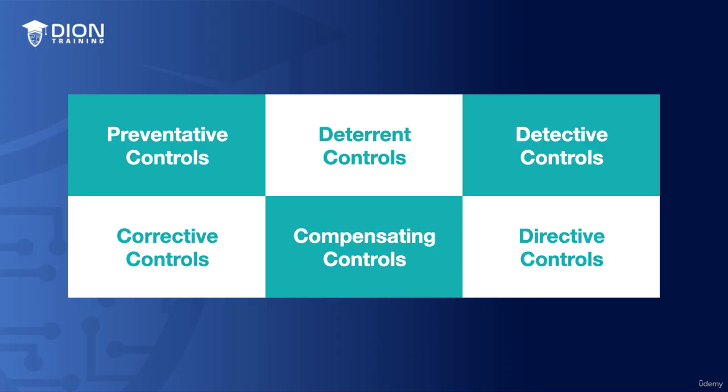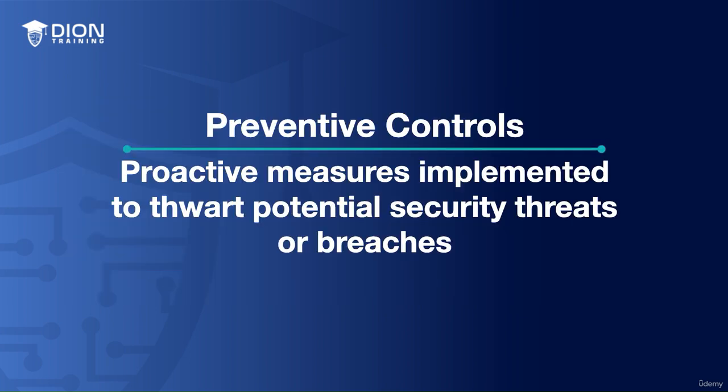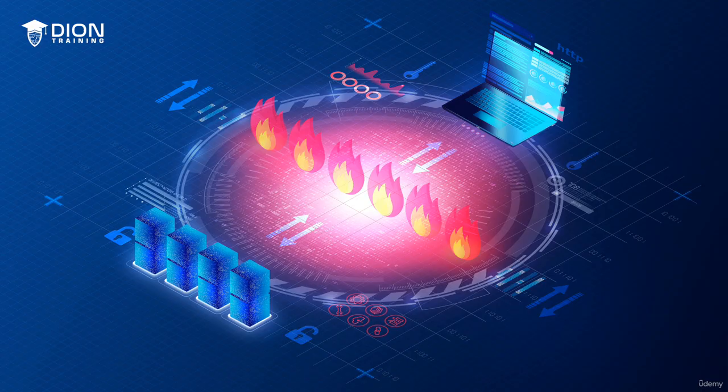Now, there are 6 basic types of security controls: preventative controls, deterrent controls, detective controls, corrective controls, compensating controls, and directive controls. First, we have preventative controls. Preventative controls are proactive measures implemented to thwart potential security threats or breaches. These preventative controls aim to fortify your systems before an incident actually occurs. For example, a firewall is typically considered a preventative control since it can filter incoming and outgoing traffic to block any potentially harmful data packets before they penetrate your organization's network.